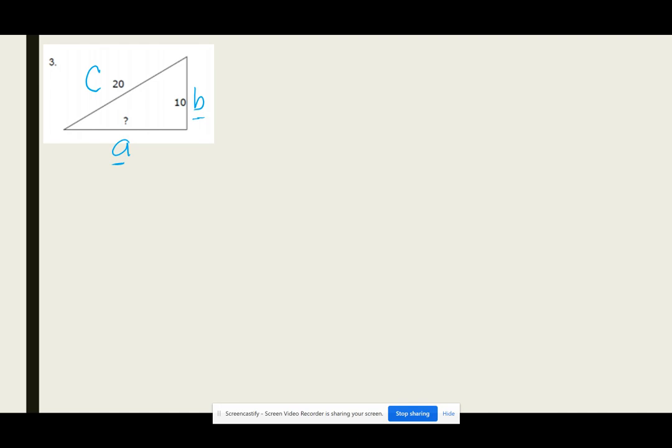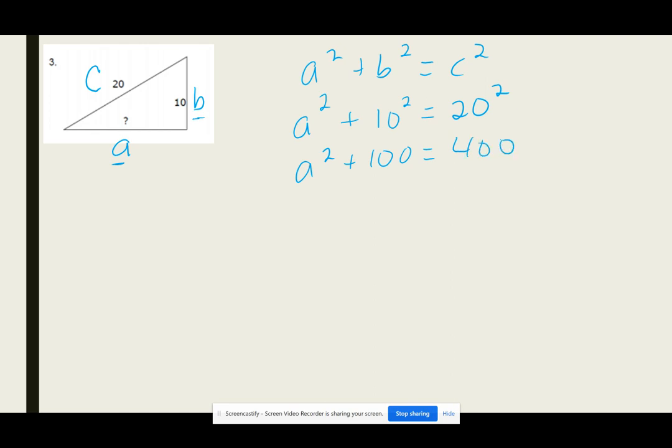But let's go ahead and fill it into our equation. So we have A squared plus B squared equals C squared. A squared, we don't know. B is 10. And C is 20. Okay, so I can see right away, I'm going to have to do some subtracting because there's other stuff on the same side as the A squared, and A squared is going to have to be by itself. But let's go ahead and do our simplifying. So we have A squared, 10 squared. So that's 10 times 10, which is 100. And then 20 squared is 20 times 20, which is 400.